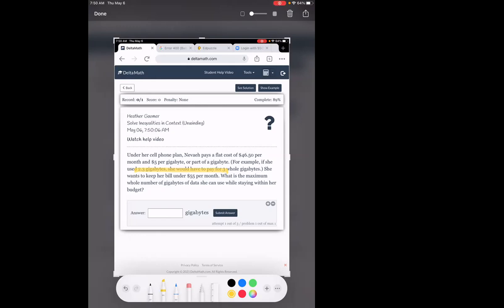Okay. So we know that she pays a flat fee of $46.50 plus 5 per gigabyte. And she needs all of that to be less than or equal to 55. Absolutely, positively, it's not going to equal exactly 55. It's got to be less than or equal to that amount. So in her calculator or in yours, you would put in 55, subtract 46.50, hit enter, divide by 5, and I get 1.7. So the gigabytes she needs is less than or equal to 1.7.